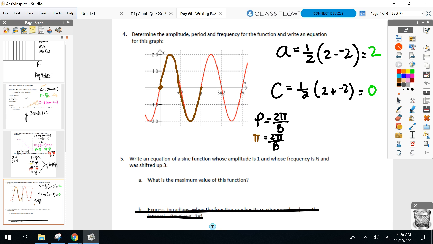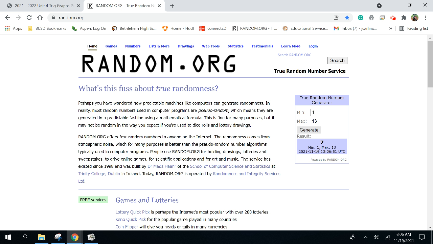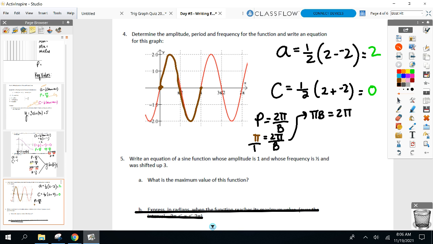It's where one curve ends, not where the graph ends that you see, where one sine curve ends. And cross multiply, help me out. Pi b equals 2 pi. What are you dividing both sides by to solve for b? Pi. Divide both sides by pi. So I got b equal to, pi's cancel, 2.